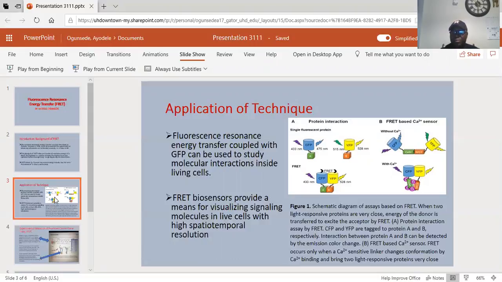In B, we have FRET-based calcium sensors. FRET occurs only when the calcium-sensitive linker changes conformation by binding calcium and bringing two light-responsive proteins very close.